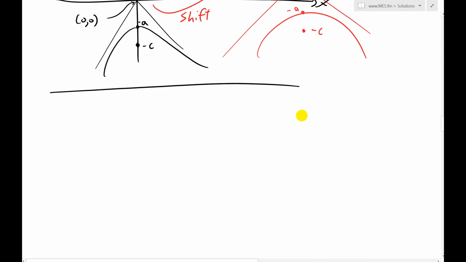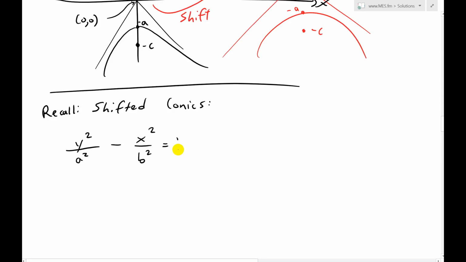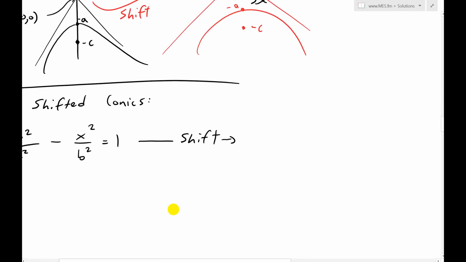So what we'll do is recall my earlier videos on shifted conics, and in particular the shifted hyperbola. So shifted conics, what we have is, this is the normal formula for a hyperbola, y squared divided by a squared for a vertical one, then minus x squared over b squared, like that, equals 1. And then we're going to shift this over to here. I'll write shift. And then we're going to shift this all the way to here. And now what we get is the formula over here.